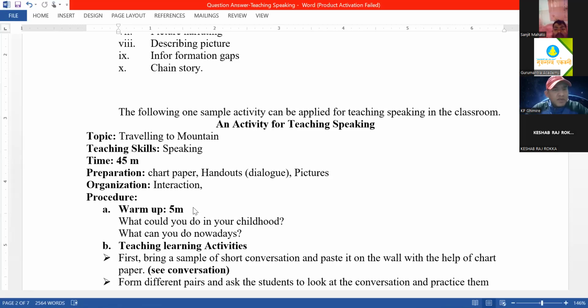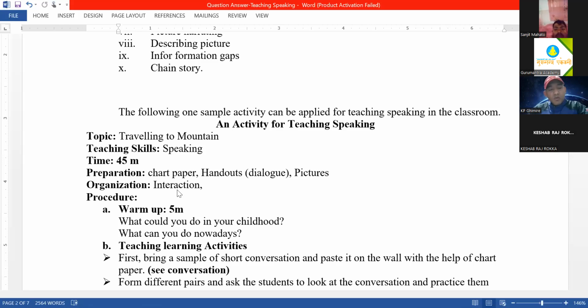What materials we use? Chart paper, handouts, or we can bring dialogue or pictures. So organization means what method we employ in the classroom. This is interaction. At least write this. It is not the lesson plan, so you should not write objective or all the five different components of lesson plan. It's not necessary. Or directly, if you write warm-up activities or teaching learning activities under which, this is fine.